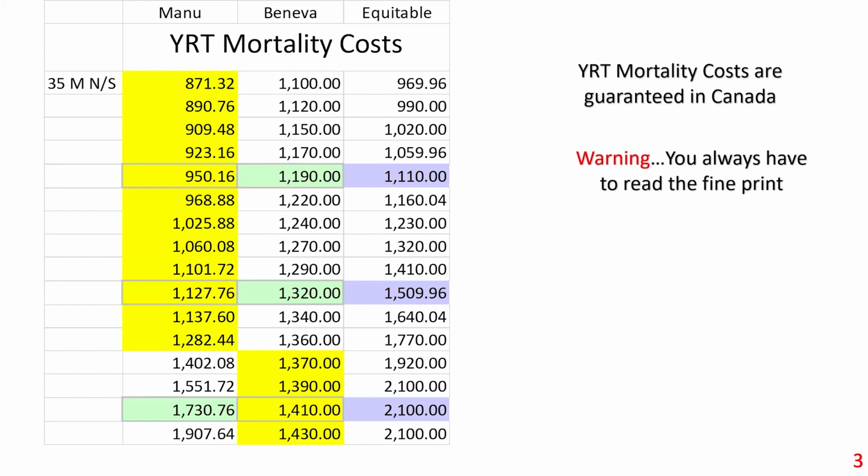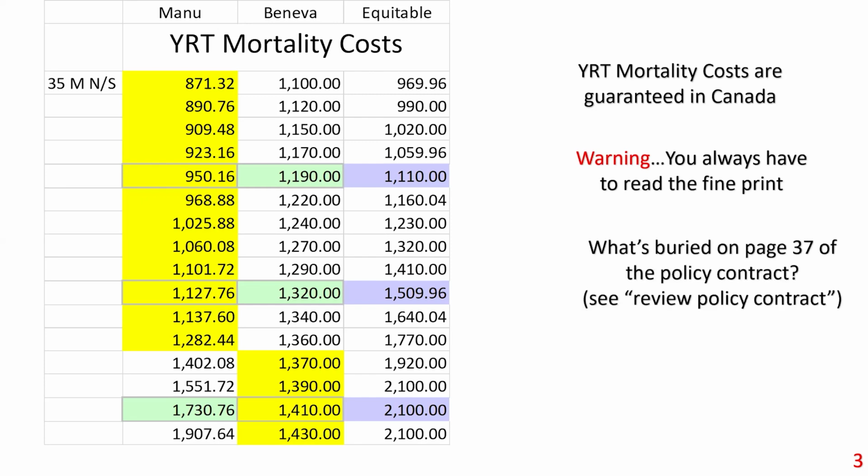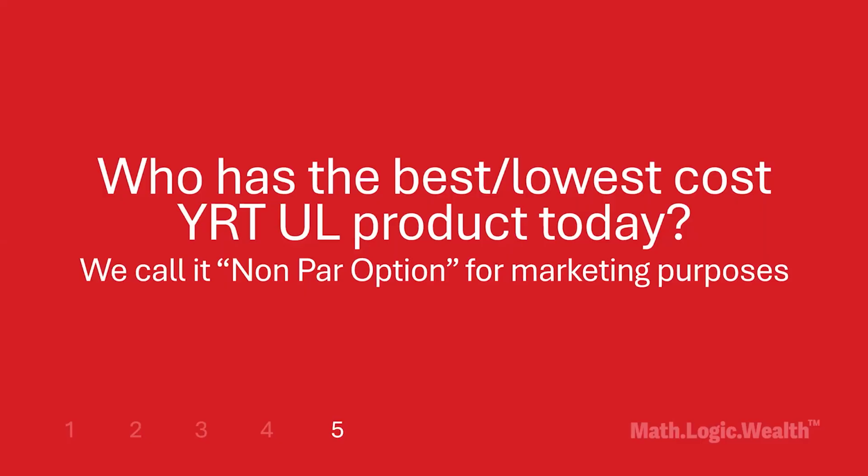And the warning is you always have to read the fine print, go through the contracts, which we do. And you've got to wonder what's buried on page 37 of the policy contract. And we review policy contracts. So the final question: who has the best lowest cost YRT-UL product today? If somebody says, I just want $1 million of permanent insurance, get me the best deal, we call it the non-par option when we're doing our analysis of the diversified portfolio.